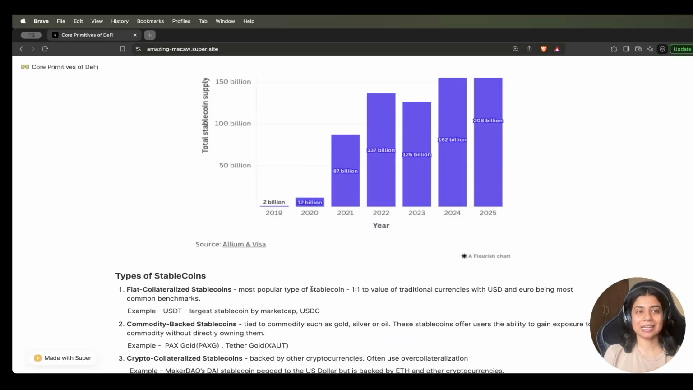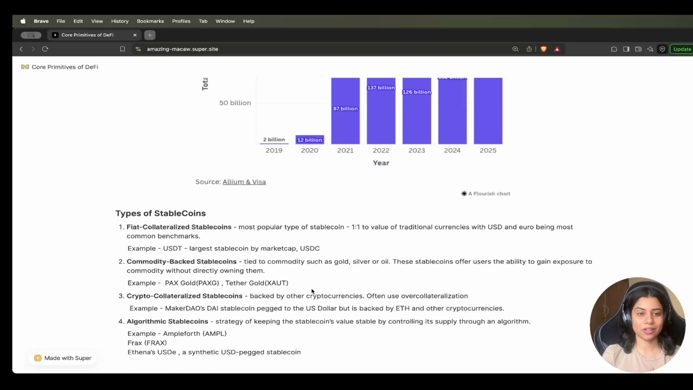Now let's understand the different categories of stable coins. There are four categories. The first is the fiat-backed stable coin. As the name suggests, it's backed by a fiat currency, so it's mapped one to one to a traditional currency like US dollars or euros. This is the most popular type of stable coin. To give you an example, we have USDT by Tether and USDC by Circle.